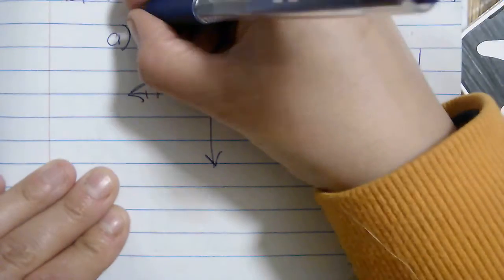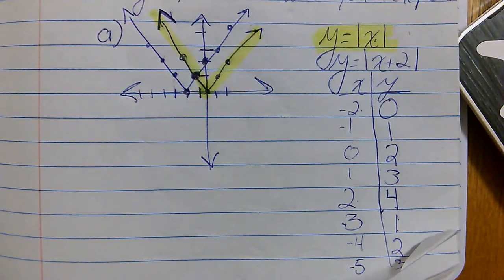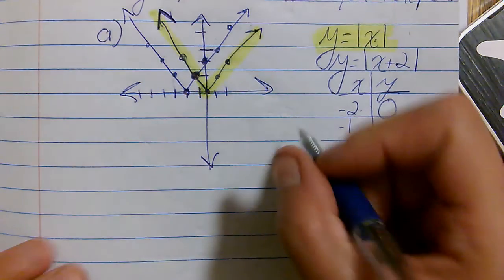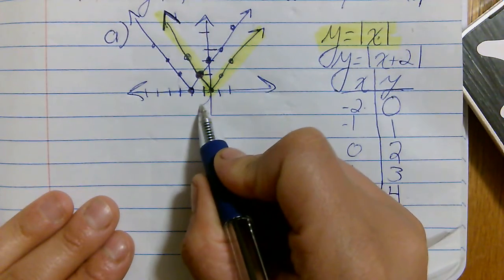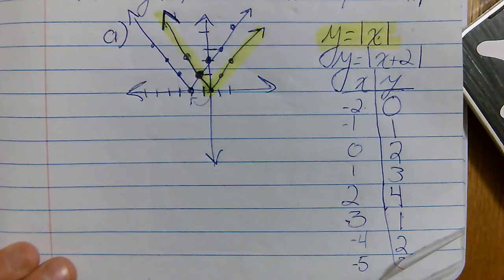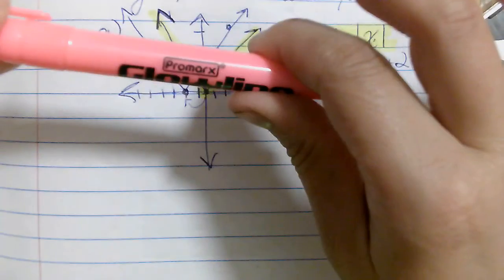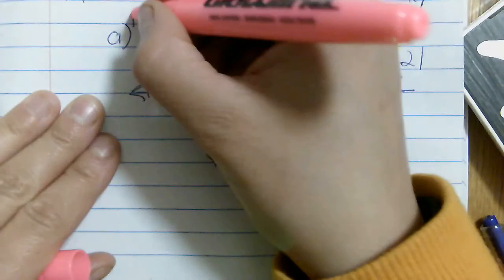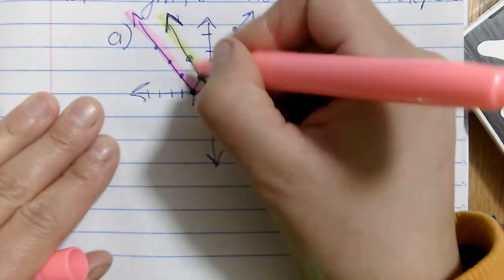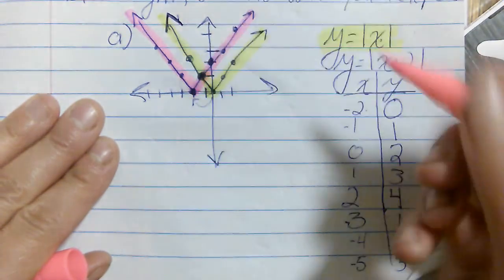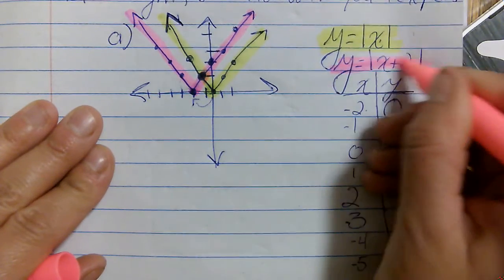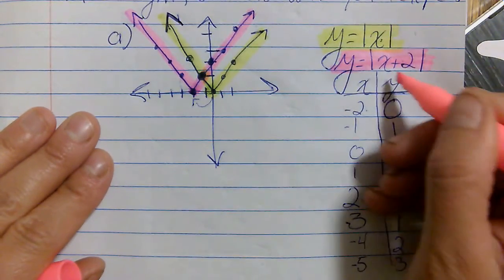So there's the other side of my V. You can see how the vertex has shifted over. And again, I'm going to take my highlighter, I have my pink one, and I'm going to highlight this function, and that's that one there.